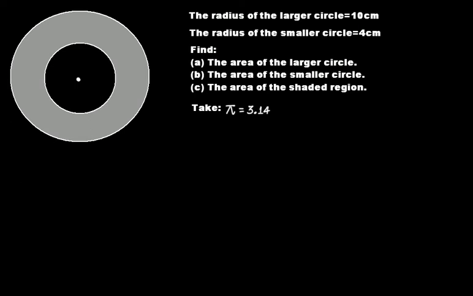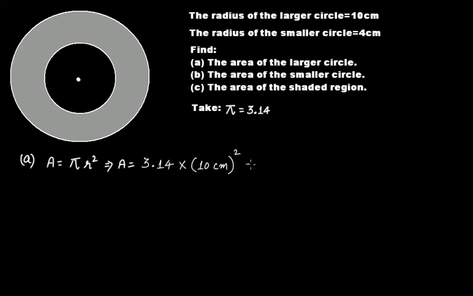So first, let's solve for part A. Part A asks for the area of the larger circle. Now clearly area is pi r square, and here you have to take pi as 3.14. So 3.14 times r square. R square means 10 centimeter square, right?